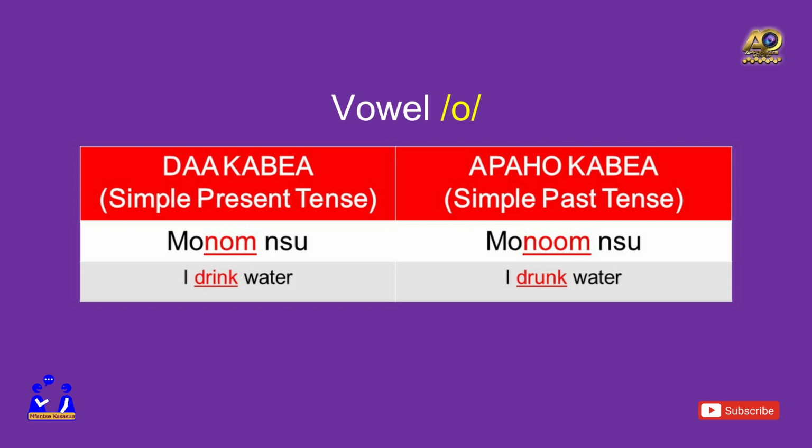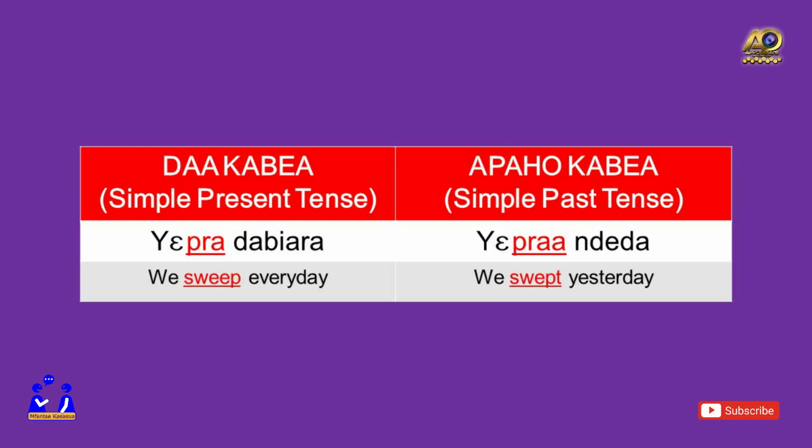With this one, we have yepra debiara. Changing this to simple past tense, you know the rule. We have doubled the vowel, and the vowel here is A. In Fante, we say A. So we have from yepra debiara to yepra ndida. Okay. I hope you are really enjoying this lesson. So this is how we do it. It's very simple, right? There are other forms that will follow in our subsequent lessons. Let's go to the next.